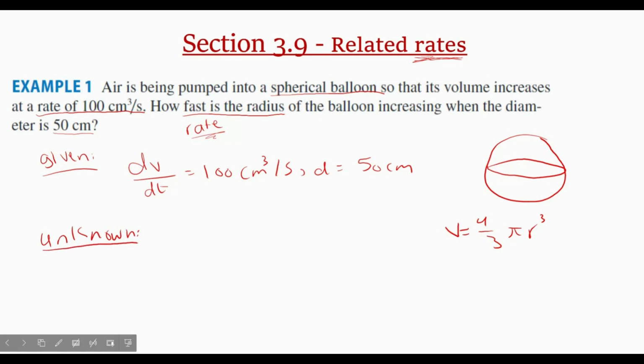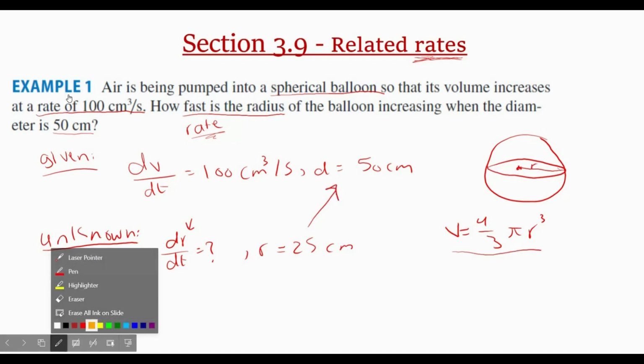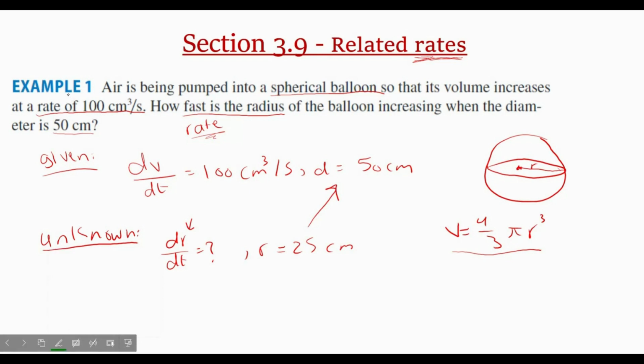We need dr over dt, which means we need the rate. This indicates how fast the radius of the balloon is increasing. And here we are given that the radius is 25 centimeter. This fact can be obtained from the diameter. As we discussed in earlier sections, in this case we have to differentiate implicitly.